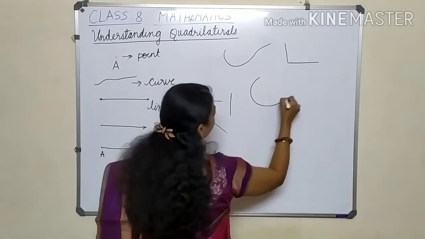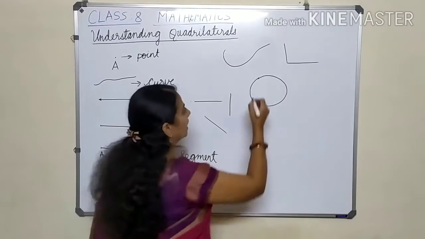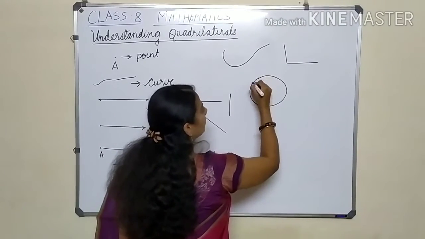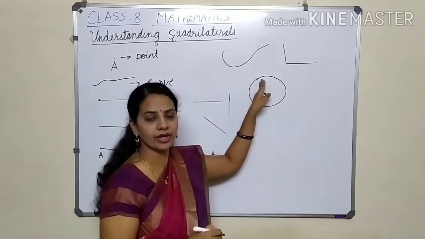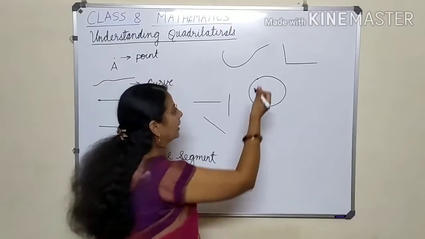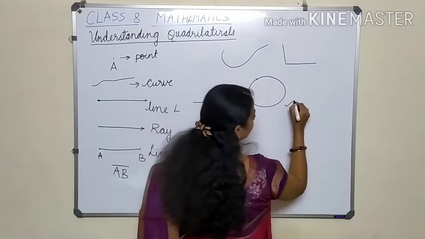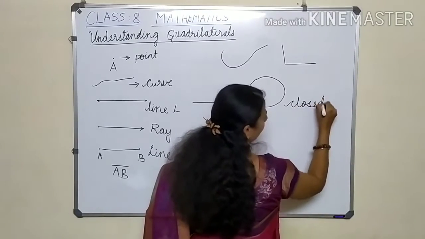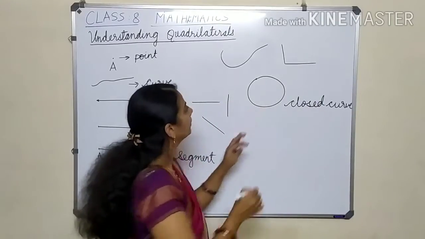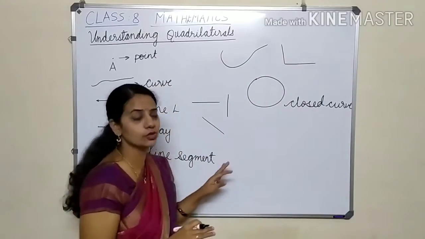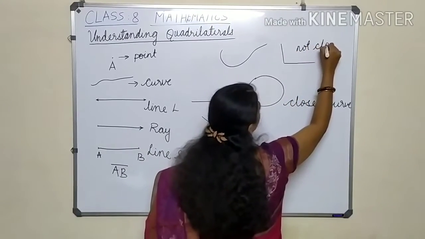Now look at this example. Now this is a closed curve. It starts at this point and makes a circle, like I've drawn the circle, which ends at the same point. So without lifting my hand, I drew this. So this is called a closed curve. Okay, this is a simple closed curve. Whereas these two are not closed.